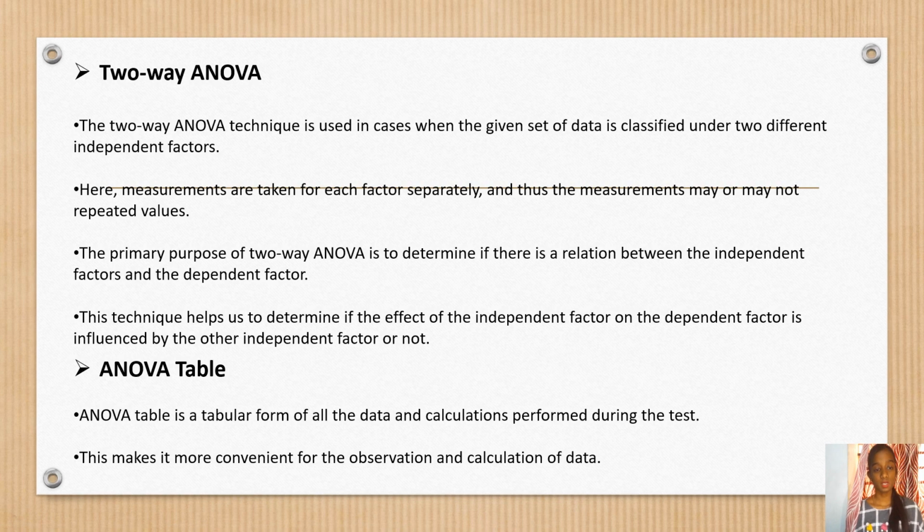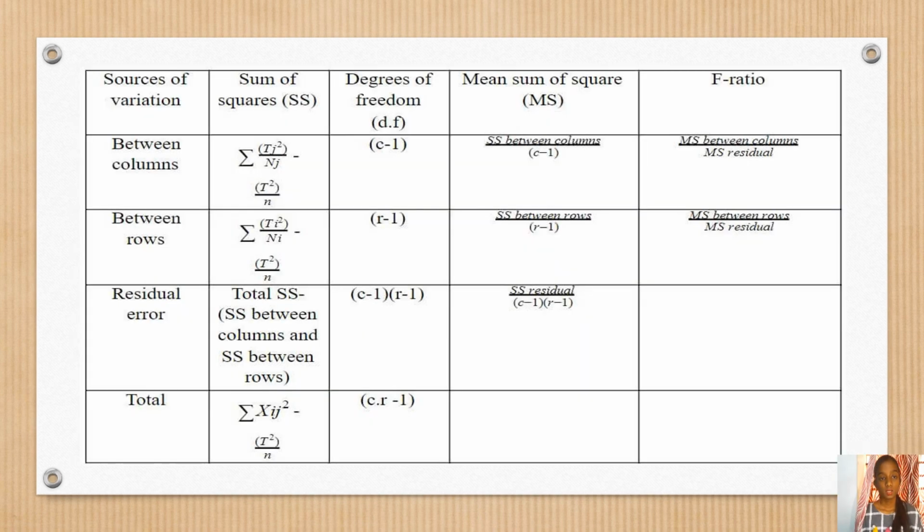So the ANOVA table is nothing but a tabular form of the data and the calculations performed during the test. It makes observation and calculation of the data more convenient. This is the ANOVA table, which contains the sources of variation, sum of squares, degrees of freedom, mean sum of squares, and F ratio. This is how you calculate between the columns, rows, residual error, total, everything.